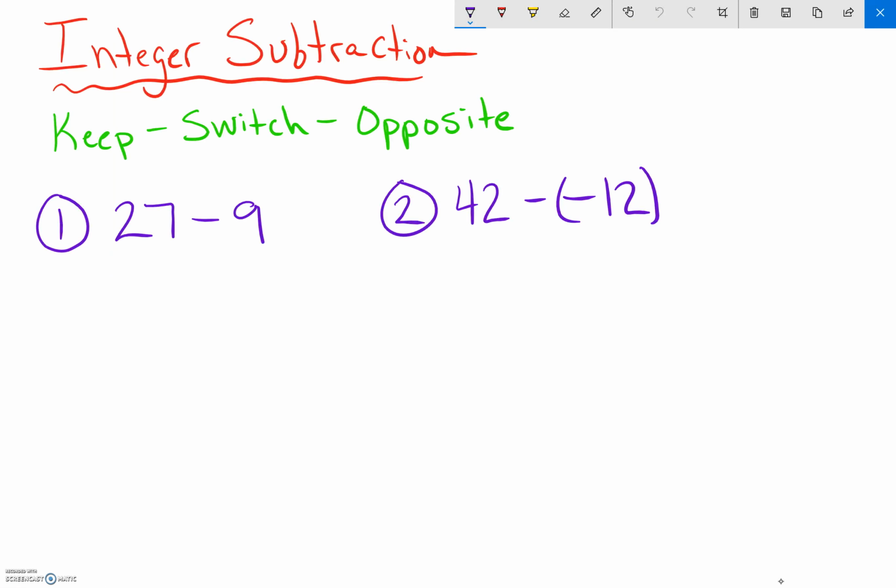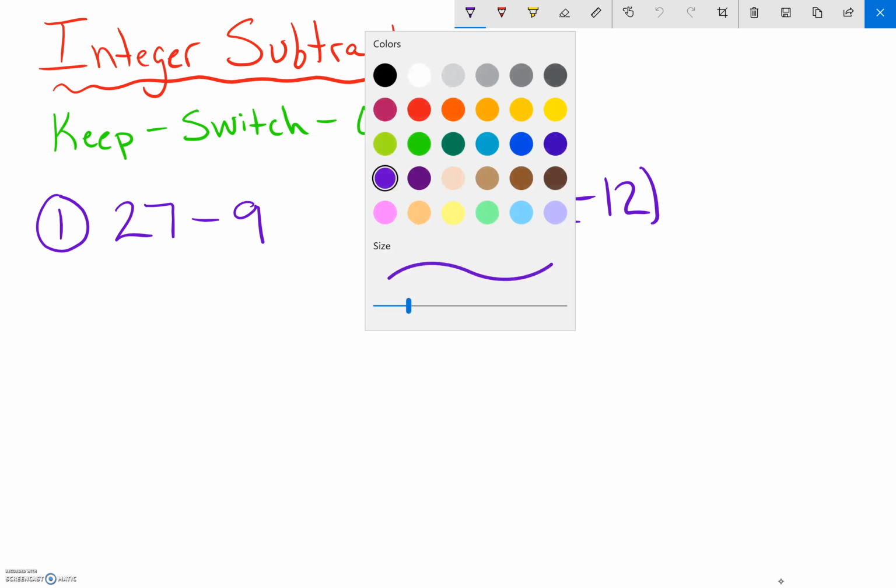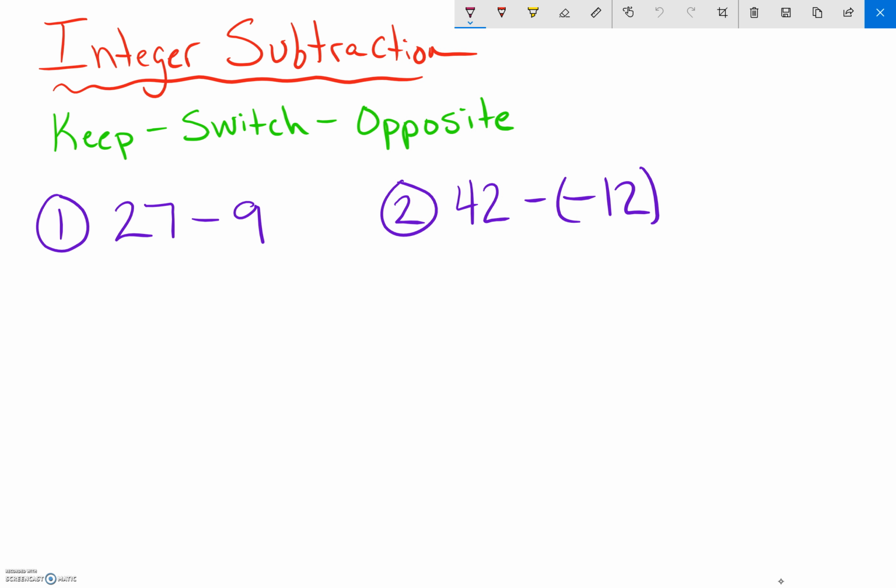We worked with adding integers. So now we're going to look at integer subtraction. And integer subtraction has one real simple rule that I've come up with, and it's called keep switch opposite. This is going to take some practice. You're going to make some mistakes with this, but if we keep practicing during warm-ups, you're going to get really good at this stuff.